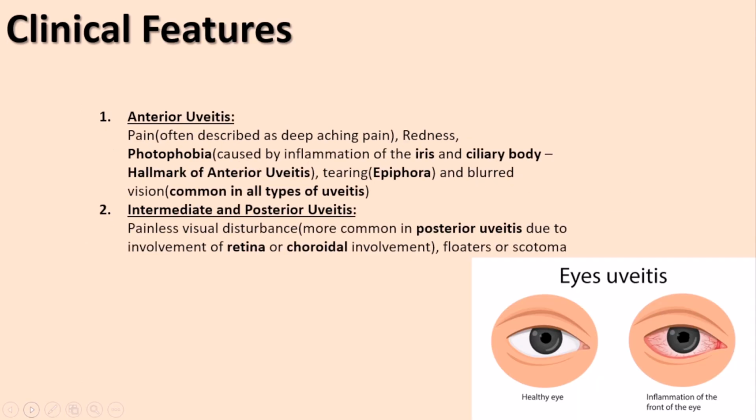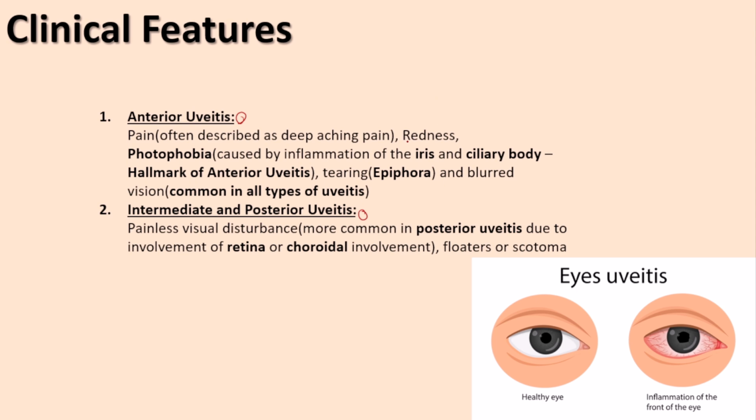Now let's talk about clinical features of uveitis. Here we are going to subdivide uveitis into two main groups. We subdivide it into anterior uveitis with its own set of clinical features, and the second group, which is intermediate and posterior uveitis. If the patient is suffering from anterior uveitis, the patient is going to have pain, and this is usually described as a deep aching pain.